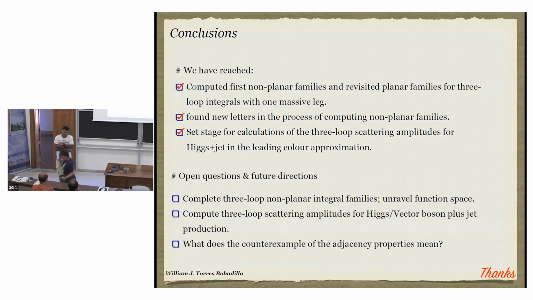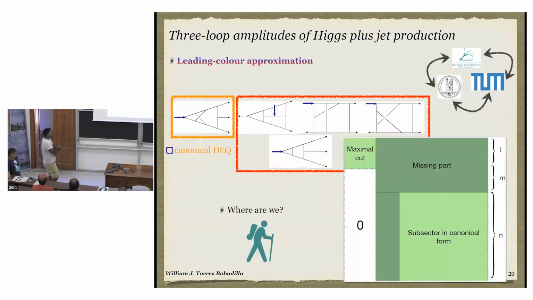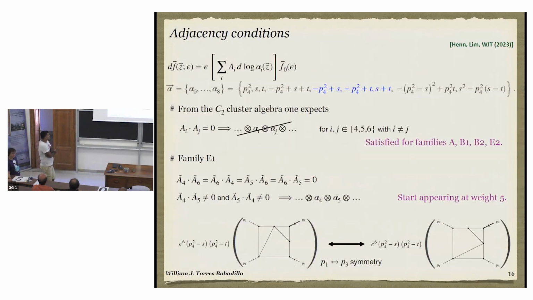Okay. Thank you very much. Very interesting work. I want to ask, so you found these new letters, and then you claim that infrared factorization tells you that they should not appear. Can you explain why?